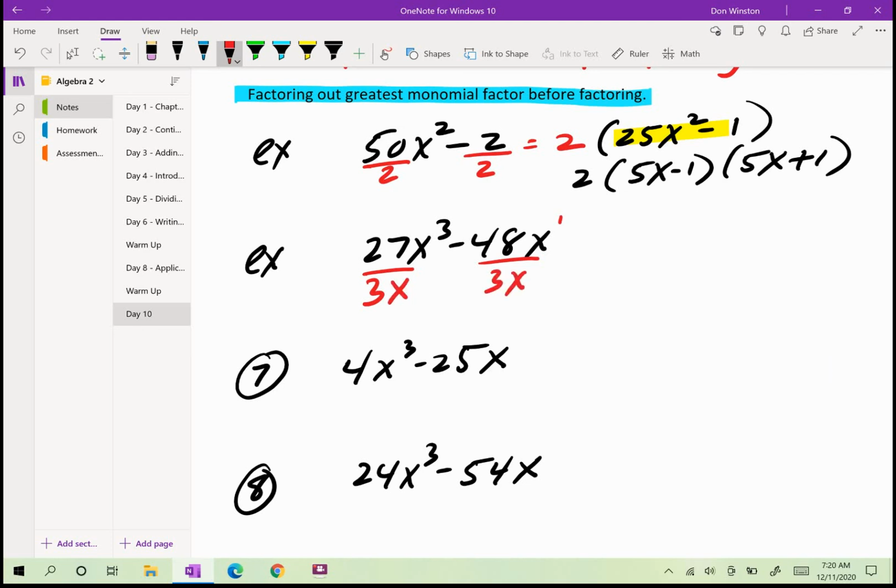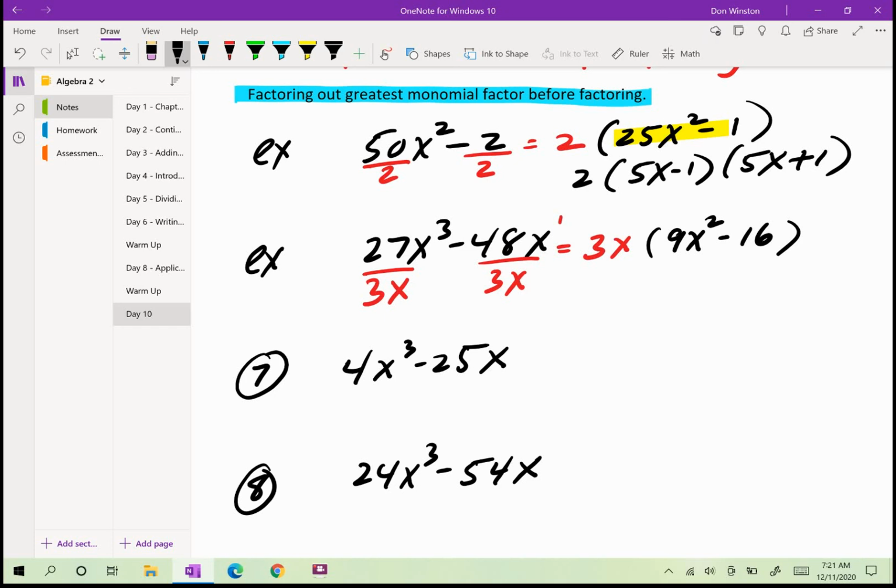All right, so when I factor this, my greatest monomial factor is 3x, and then let's see what I have left over. 27 divided by 3 is 9, and x cubed divided by x is x squared. And then 48 divided by 3 is 16, so I have minus 16. And x divided by x is 1, so 48x divided by 3x is just 16.